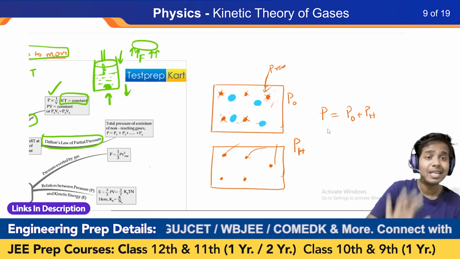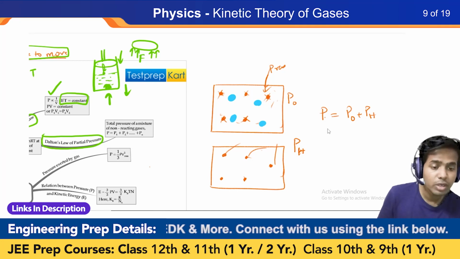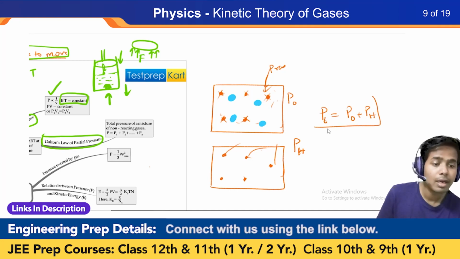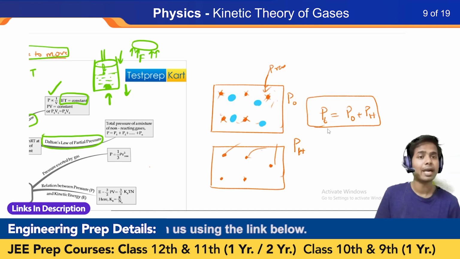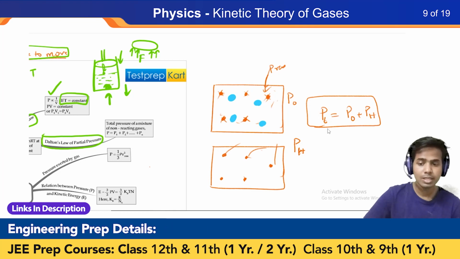Then the net pressure of the system, the total pressure of the system, will be equal to the individual partial pressures added up for all the molecules and the gases. This is called Dalton's law of partial pressure.